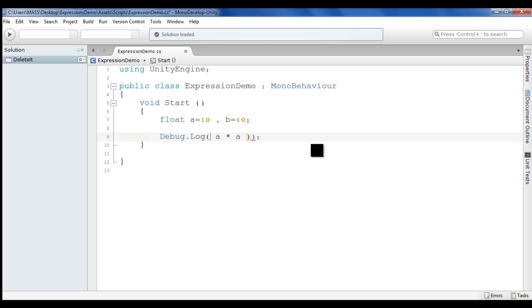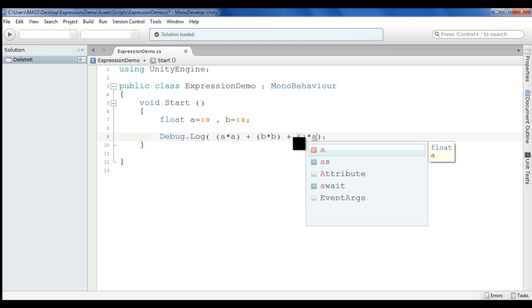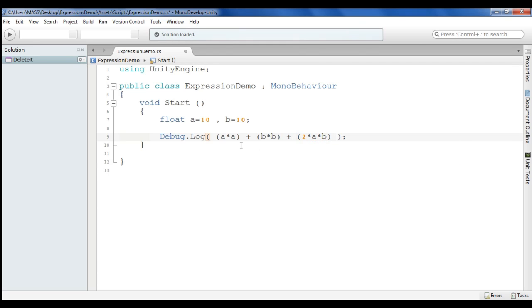So I will put in a bracket, this is going to be a square, then plus, then I have to put in a bracket b star b, that is going to be b square, a square plus b square plus, in bracket I put 2 into a into b. This is how you are going to convert a square plus b square plus 2ab.